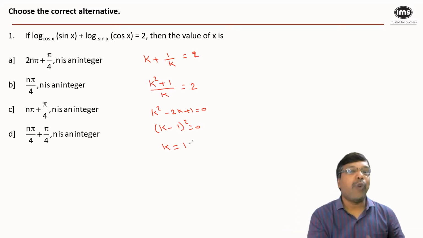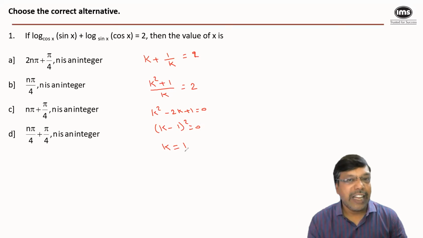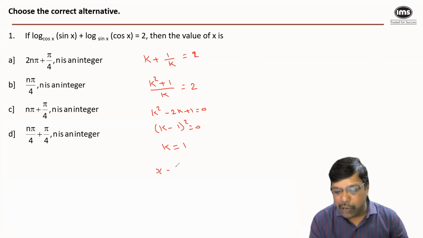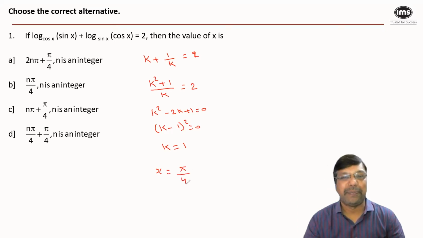Again, similar to what we have done earlier, now when k is equal to 1, we get log sin x base cos x is equal to 1, and hence sin x is equal to cos x, where the value of x that satisfies always is pi by 4.